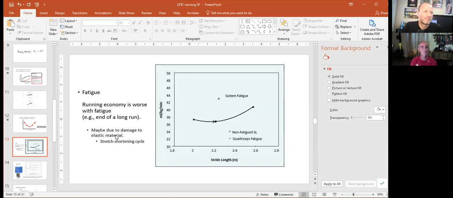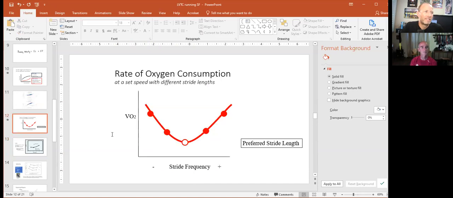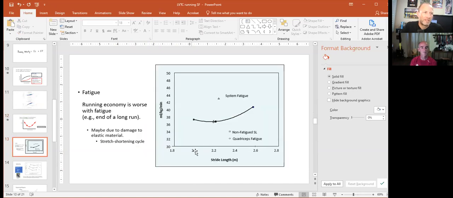This is just some work from my dissertation back in the 90s, where I did this experiment. Here's stride. I was looking at stride length changes at the time, but I could put stride frequency here. It would just be, because the product of stride length and stride frequency is velocity. So this is running at one velocity. Here's that U-shaped curve, okay? And then I had people do a fatigue protocol, and then run again. And they ended up picking the same stride length, in this case, which would be the same stride frequency, when they were fatigued.